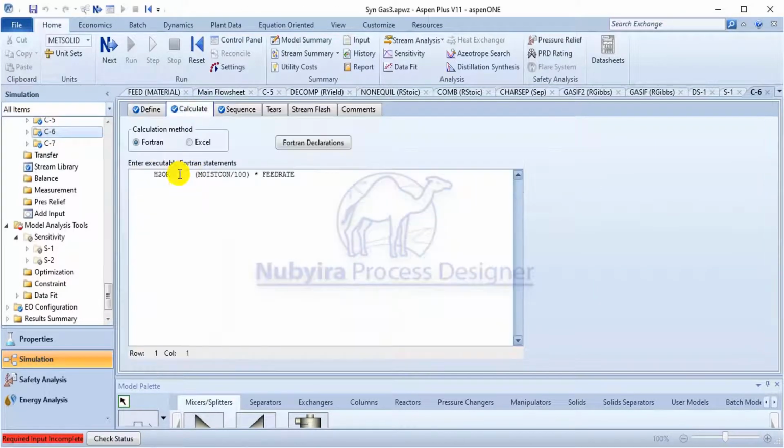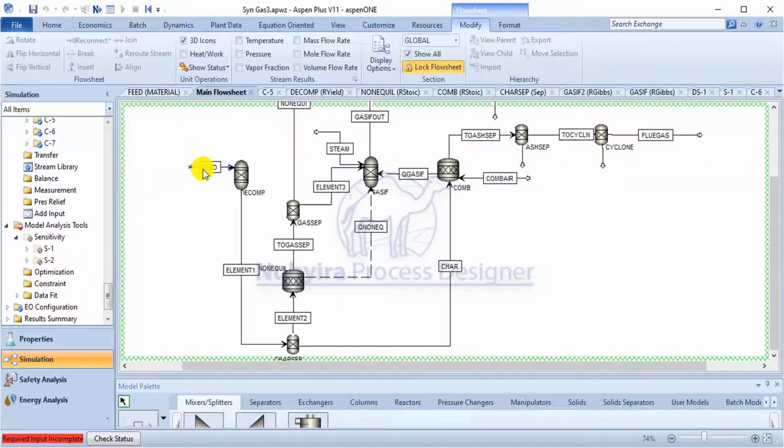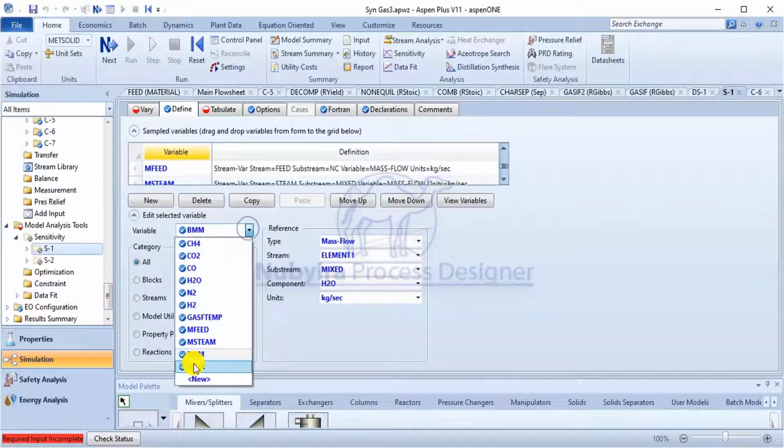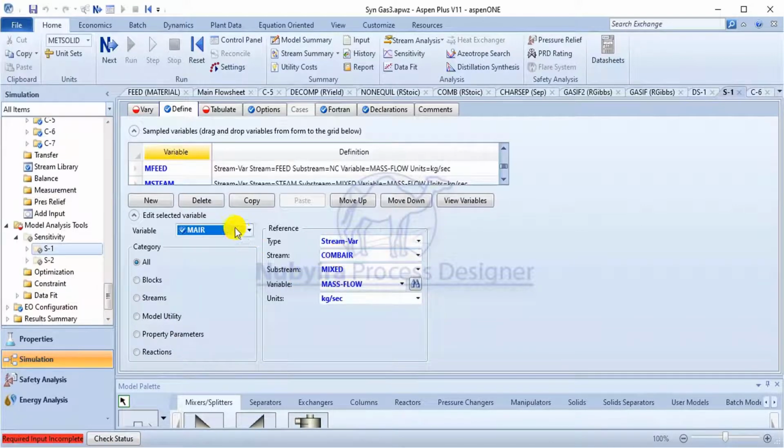This calculator is going to calculate the H2O rate from the rate. So it's going to be sending the water here, and the water is not in the comp, so you have to be sending your water here. That's why I put element one. So we have element one, the flow rate of water in this one. So that will give you your biomass moisture content, which is BMM. So we have the mass flow here, and mass flow of steam.